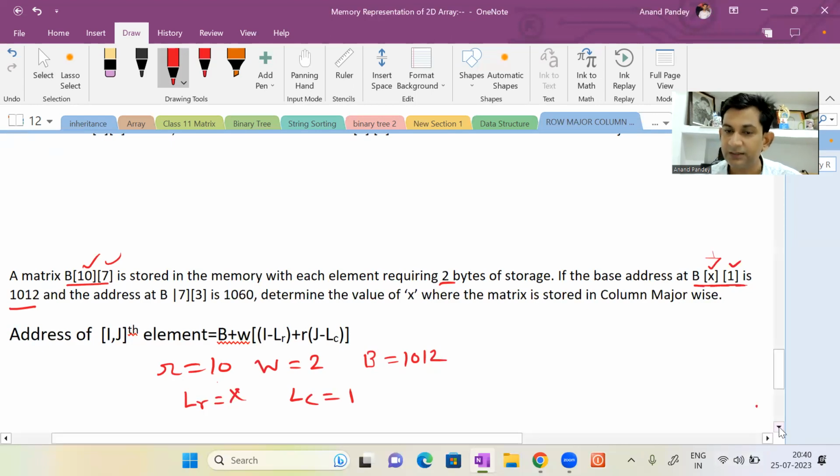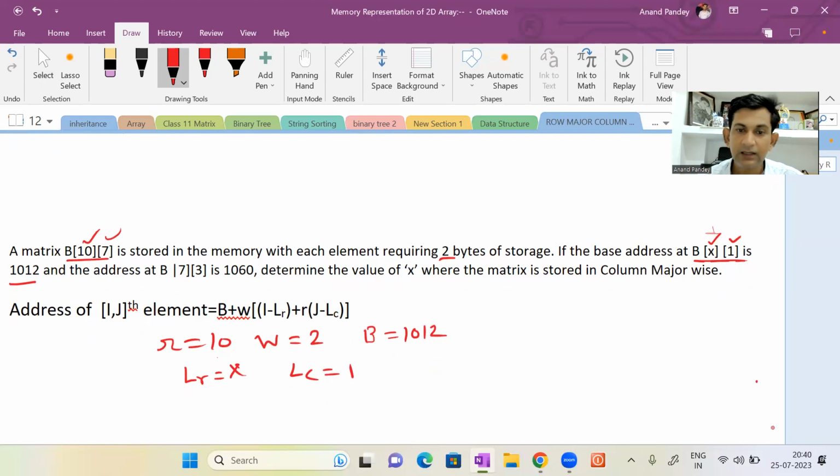I repeated many times. Okay, now the value of I, and you can see here the address of B73. Here the address of ijth element is also given. The address of B73 is what? 1060. Means here we are not going to find the address of ijth element.